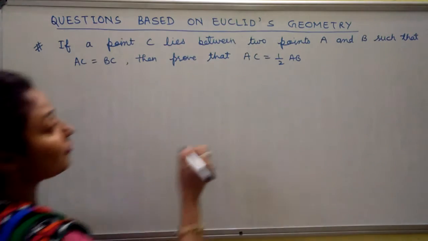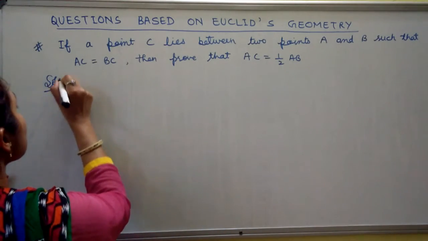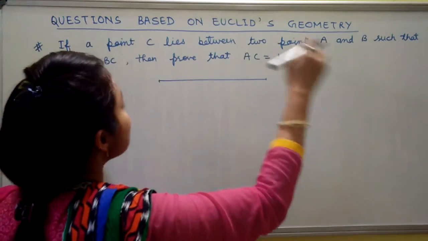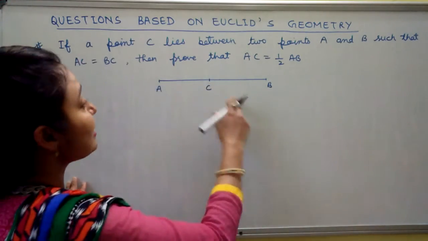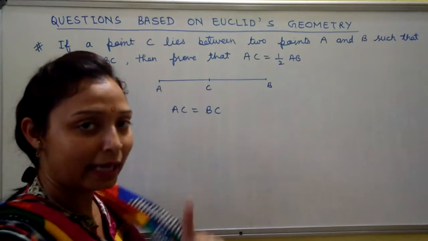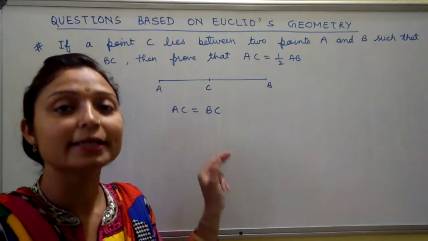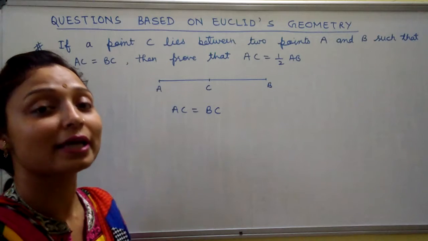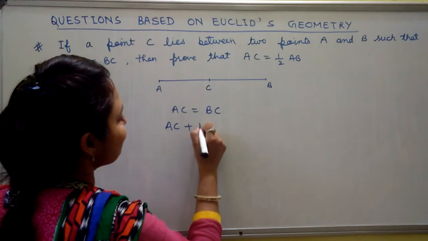How to solve this question? This is a very easy question. When I want to show the proof, I will first make a diagram. C lies between A and B such that AC equals BC. It is given AC equals BC. One axiom told you that if equals are added to equals, then the wholes are equal. Is it right? This is one of the axioms. So I will add AC on both sides.